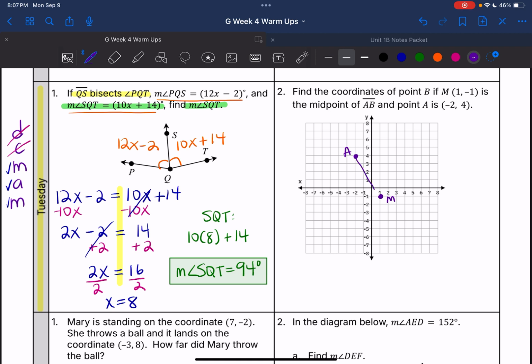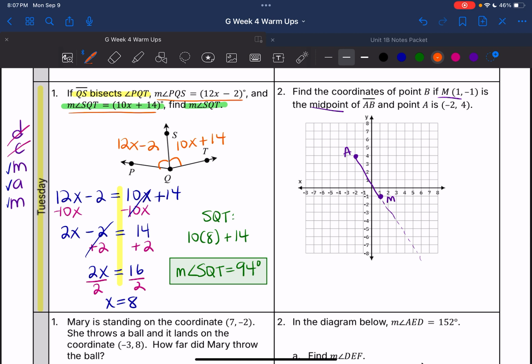So there's a segment that connects those two. So A to M. But then they said that M is the midpoint. So that means that this line keeps going. So we want to know where exactly does the line stop if M is the midpoint. So we need to find out exactly how far away A and M are. We were doing this with the midpoint formula before, and you can still do that, but I wanted to show you on the graph how it's a lot easier.